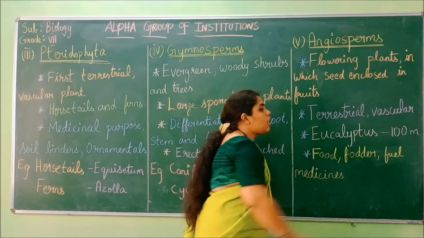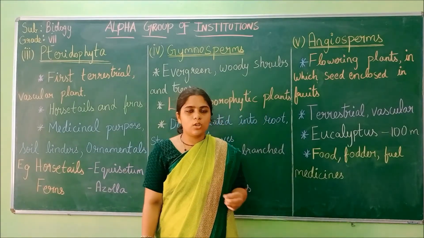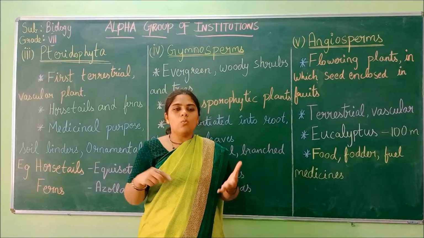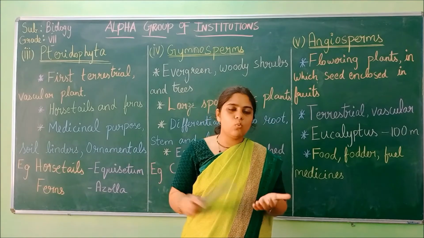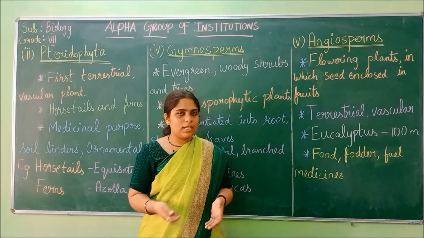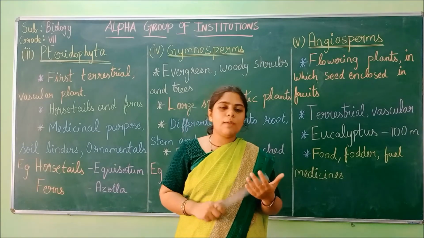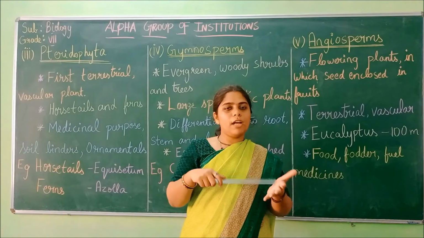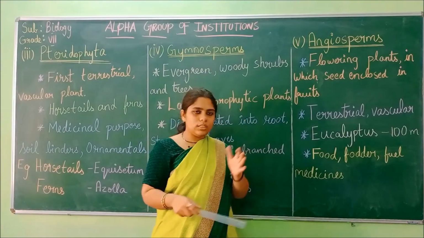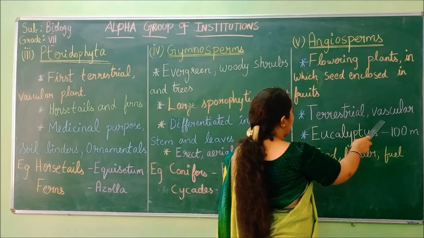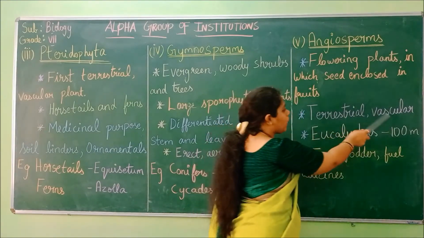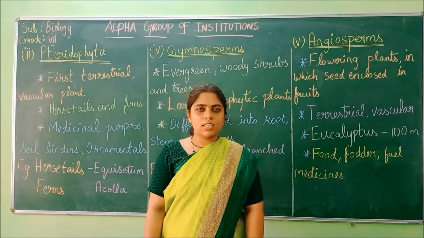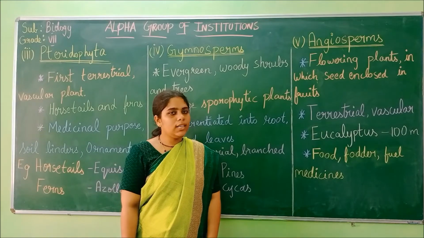So vascular. Vascular means the presence of xylem and phloem inside it. What does xylem do? It carries water. Phloem carries food materials. So that is the function of xylem and phloem. It is the anatomy of plants. Inside the plants, the xylem and phloem will be present. So if both are present, then we say it is vascular. Terrestrial and vascular. Vascular means presence of xylem and phloem. Terrestrial means they will grow on land.